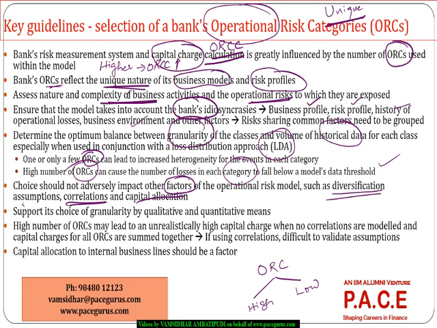So there should be both qualitative as well as quantitative measures to determine what are the different ORCs and how many ORCs are typically required. And on the other side, as I have said here, the higher the number of ORCs, the higher could be your capital charge, especially when you are not considering the correlation that is existing between the different ORCs. Right? Because you are simply summing up, the capital charge could be much higher.